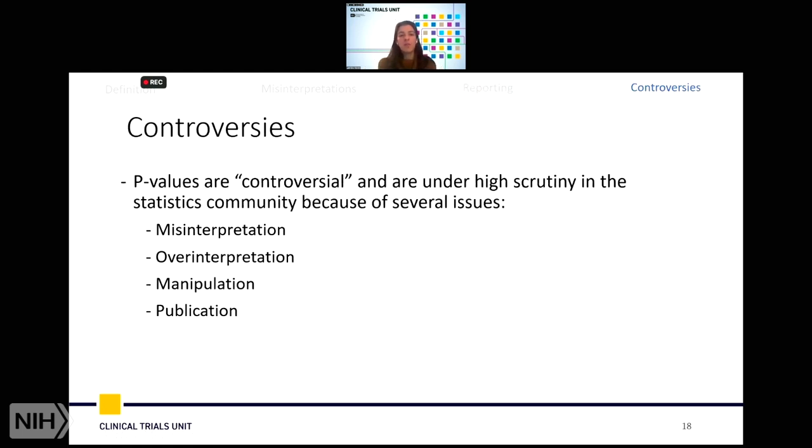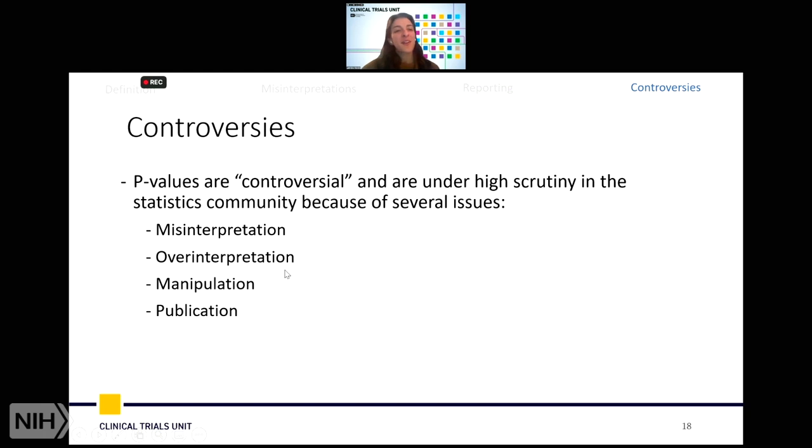Okay, so all that being said, knowing kind of what p-values are and how we would like to talk about them, it's important to talk about the current literature surrounding p-values and some of the discussions that are happening in the field and what we can do to help this process.